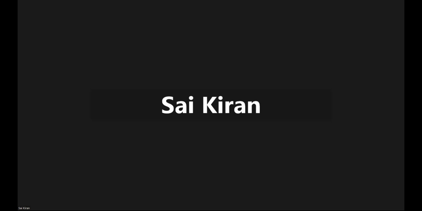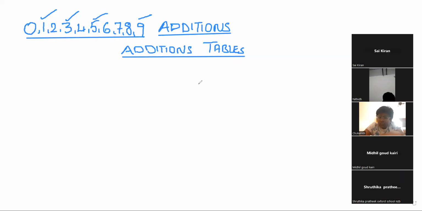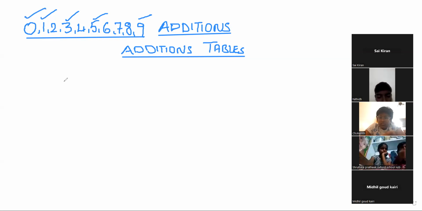Okay, here we go. So now we'll first learn some addition tables. In our addition tables, you know that there are basically 10 digits. We have 10 digits, okay? They created the addition table using these 10 digits only.